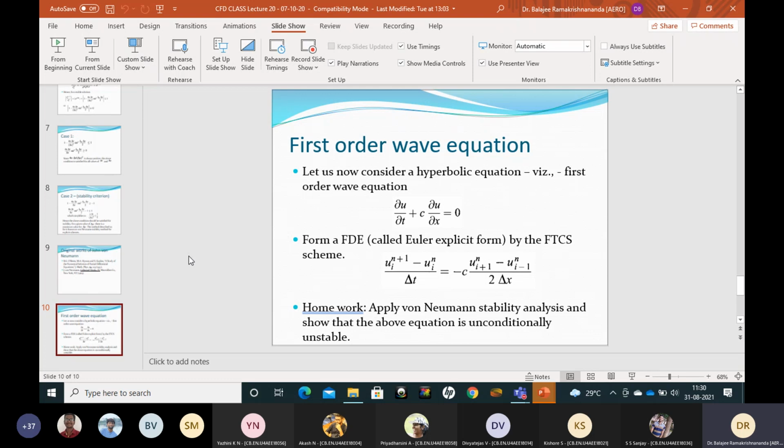∂E/∂t + C ∂E/∂x = 0. Then if you form an FDE by the FTCS scheme, you will get this difference equation. You apply the same stability analysis very carefully here and show that whatever you do, this is unstable. This FTCS scheme applied to this equation is unstable for all values of delta t and delta x. I leave it to you as an exercise.